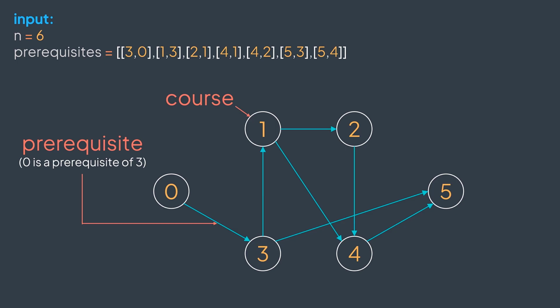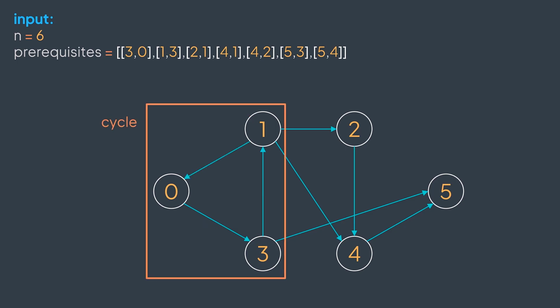Our goal now is to search for a dependency cycle. If we find one, it means that it's impossible to finish all the courses. We return false. Else if we don't find one at all, it means that it's possible to finish them all. We return true. Basically, we're searching for a cycle in a directed graph.